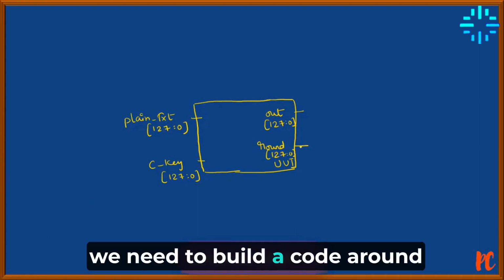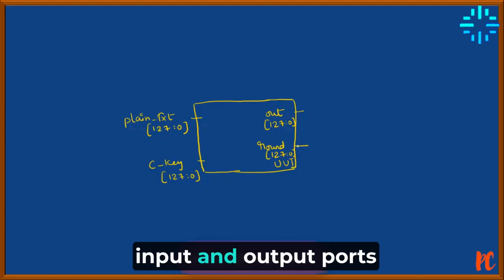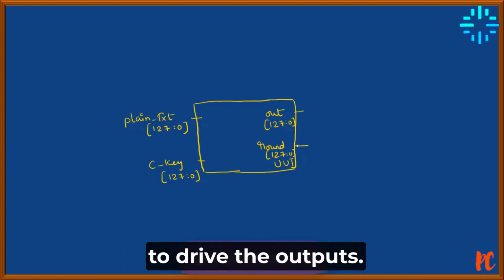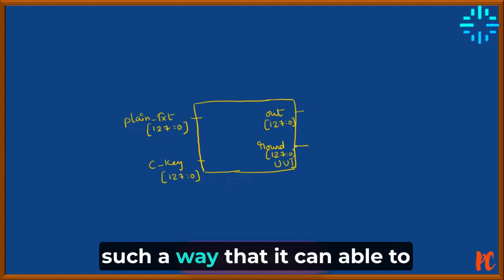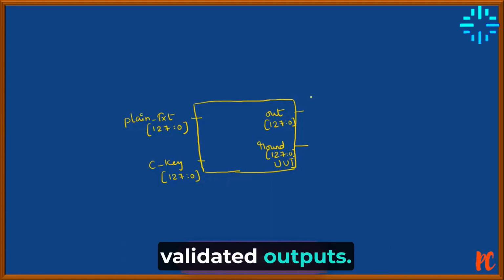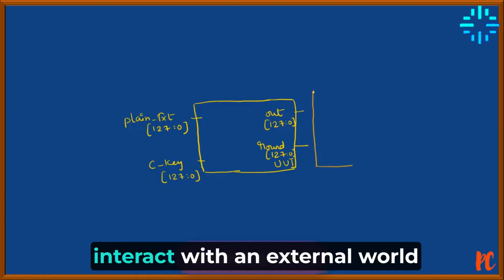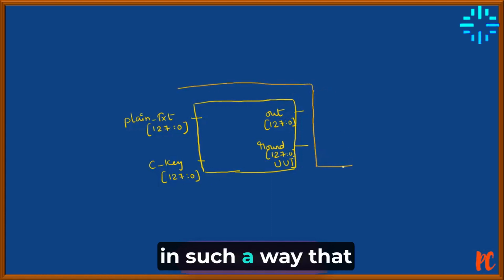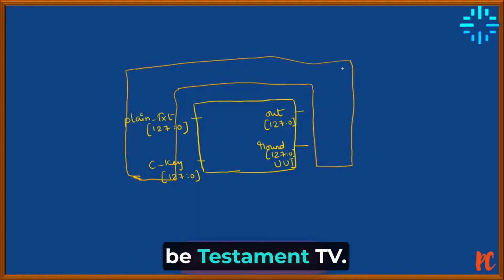Now we need to build a code around this UUT which makes use of input and output ports to drive the inputs and verify its functionality. That's what we call a test bench. A test bench is constructed in such a way that it is able to generate all the required validated outputs. So I must be able to design a circuitry which needs to interact with an external world in such a way that its port list must match. Let me name this to be test bench, TB.